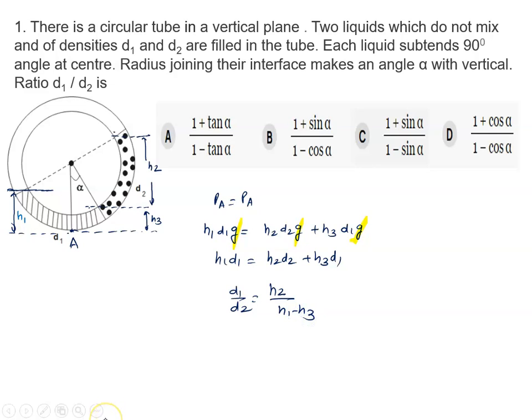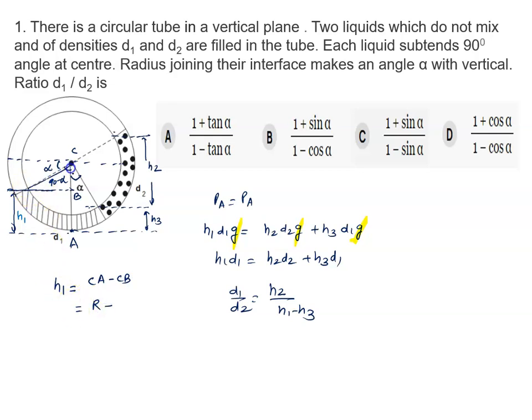Now we will calculate h1, h2, h3. The liquid is subtending an angle of 90 degrees, as we have seen. It means if this angle is alpha, this angle must be 90 minus alpha. If I draw the horizontal line like this, then this angle must be alpha. Now we will write the value for h1. If I extend this line, this is point B, this is point C. We can say h1 is written as CA minus CB.